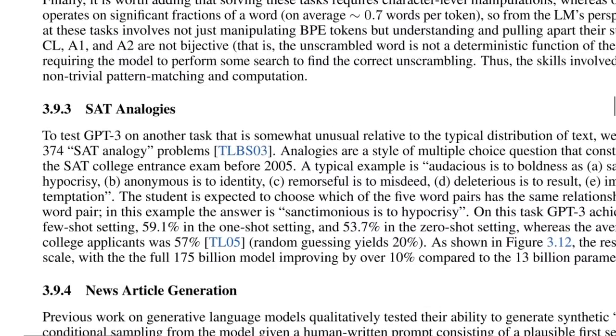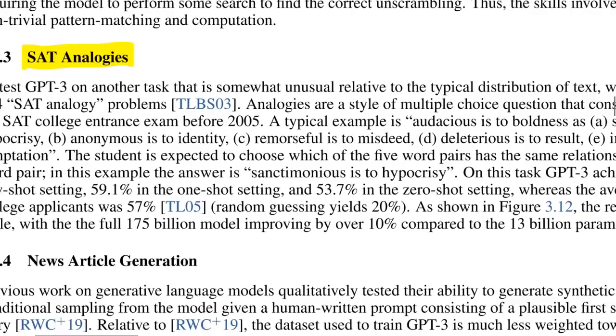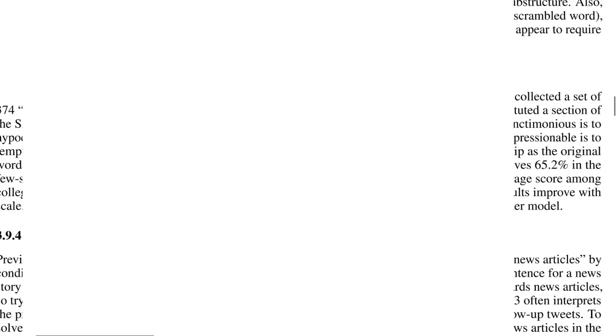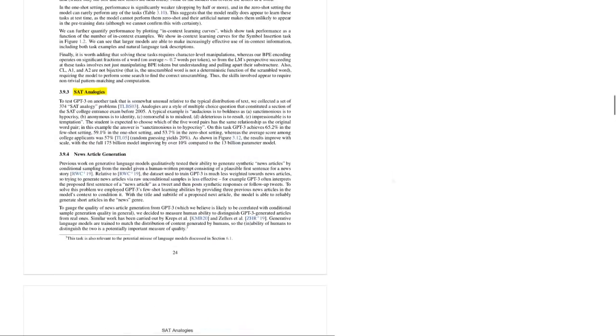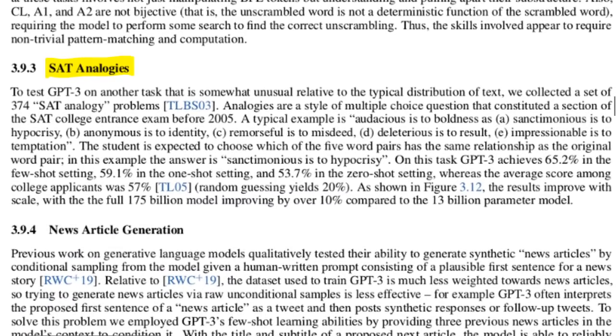This is SAT Analogies. The SAT is this test that US high schoolers take to get into college, and they say a typical example is the following. This I find pretty hilarious. Audacious is to boldness as: sanctimonious is to hypocrisy, anonymous is to identity, remorseful is to misdeed, deleterious is to result, or impressionable is to temptation.